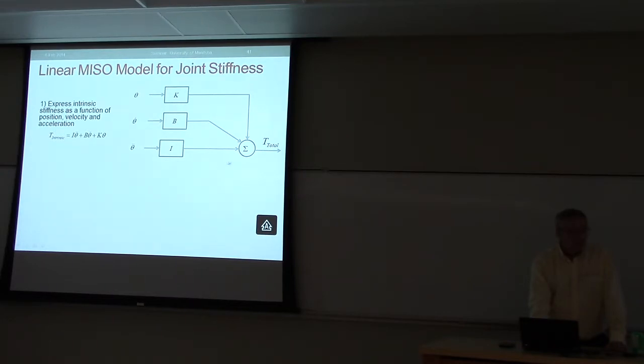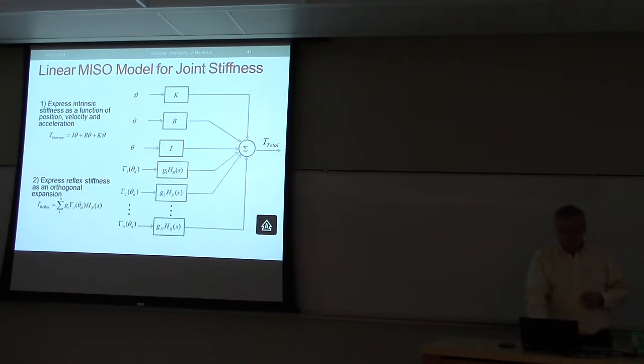So we get 3 pathways, proportionate position, velocity, and acceleration. And then what we do is we take our reflex stiffness and express this as an orthogonal expansion. So rather than having a single static nonlinearity, what we do is we take our input and expand it with a series of orthogonal polynomials, so that what we have is essentially a set of pathways which are orthogonal. For example, in a simple way, one might imagine this would be the 0 order, the first order, the second order, the third order monomial. In fact, we use orthogonal polynomials to make these.